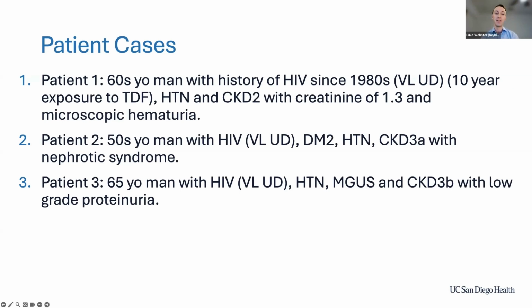Another patient, with undetectable viral load in their 50s, diabetes, hypertension, stage 3A chronic kidney disease, was found to have nephrotic syndrome. Is this something like HIV-associated nephropathy, or HIVAN, or something more common in the general community like diabetes-related nephrotic syndrome? And lastly, a 60-year-old patient with undetectable viral load, hypertension, MGUS, and stage 3B chronic kidney disease, found to have low-grade proteinuria. Did I need to be worried about something like FSGS, focal segmental glomerular sclerosis, or is this something more common like paraproteinemic kidney disease?